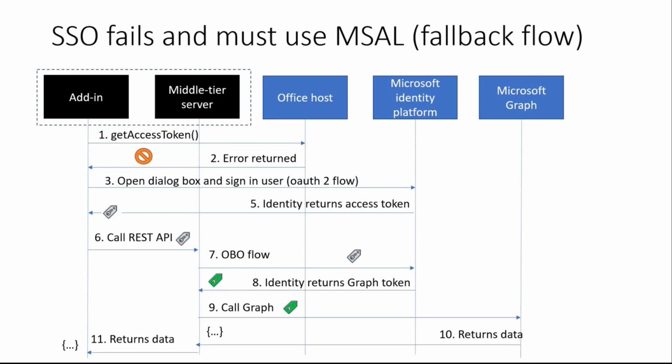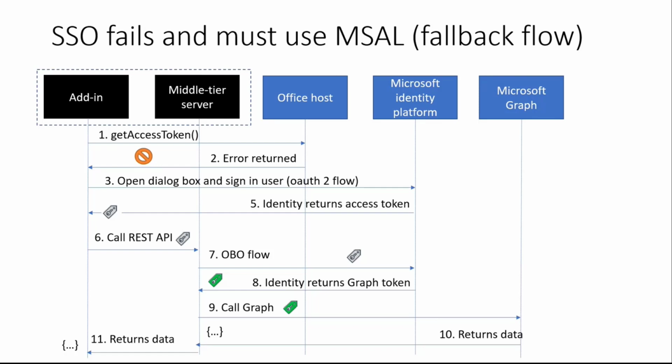There's also another flow the sample needs to handle, which is the fallback. This could happen, say, if the Office host you're on doesn't support the API, or maybe an error occurs. So you call getAccessToken to your Office host, and you get an error back. In this case, the add-in is going to say, okay, we're going to have to do fallback authentication because SSO isn't working. So we'll open up a dialog box. We'll use MSAL, the Microsoft Authentication Library, to sign in using the OAuth 2 flow.